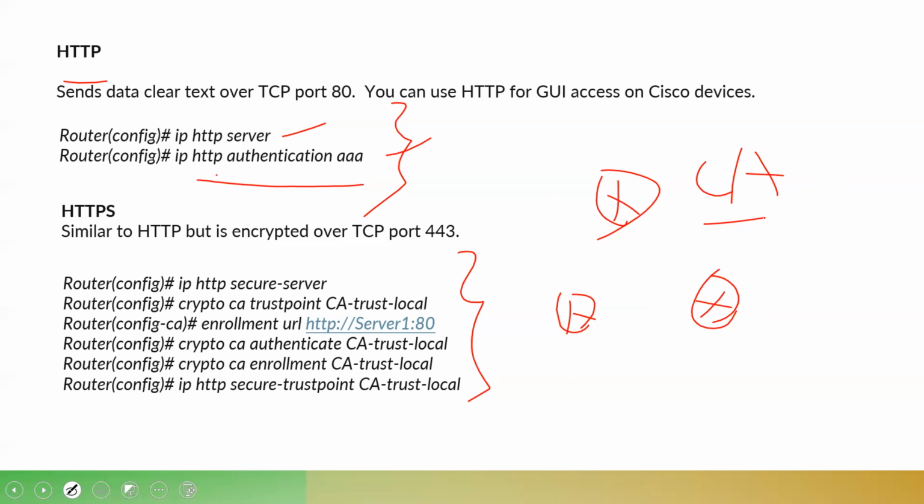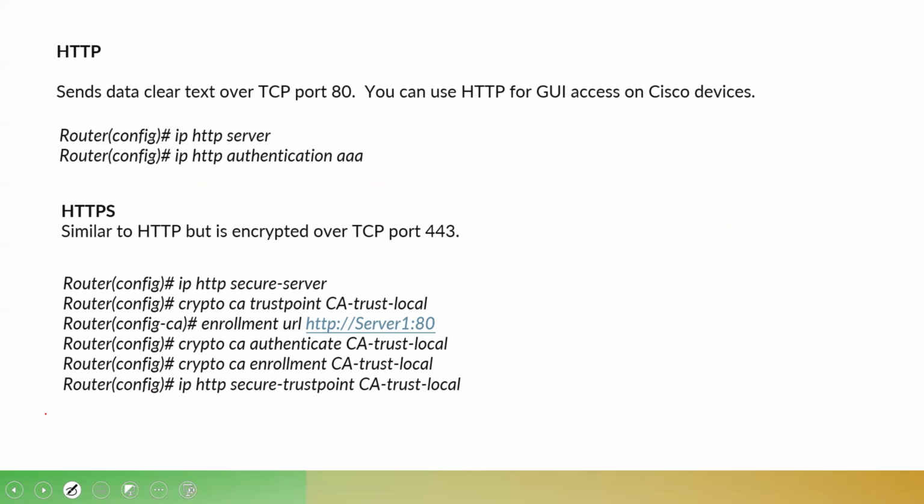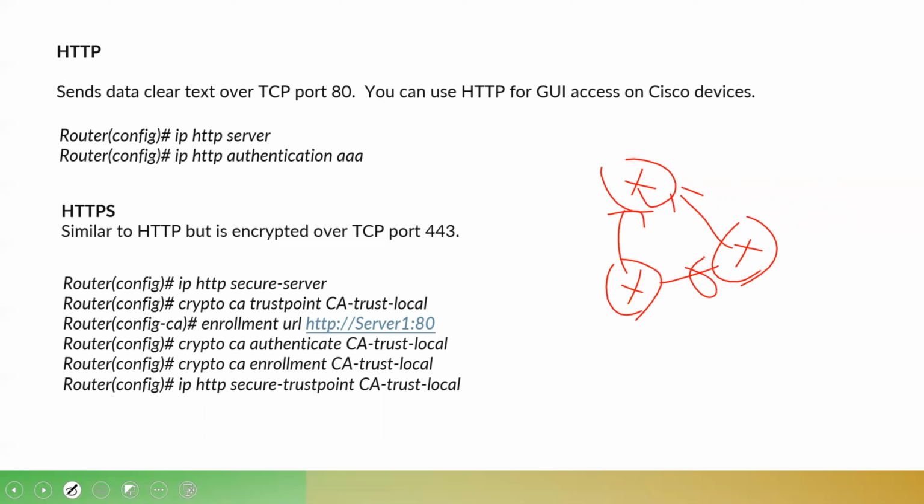Okay, and you can see the configuration related to that. So: IP HTTP secure server, crypto CA trust point. Suppose he's the CA, then enrollment URL. So any other device that wants to enroll with that CA, because before doing any type of IPsec configuration or creating a VPN tunnel, they will get the certificate from the CA server, and then they will form the IPsec between the devices. Even here also.